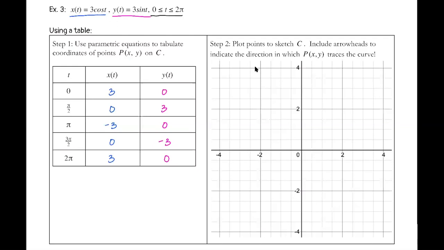So let's plot these points. I'm going to start at 3, 0. Okay, so that's my starting point. Now the next point I plot tells me which direction I'm going in. 0, 3. So I know my arrows are going to go in the counterclockwise direction. Okay. Then I go to -3, 0, 0, -3, and I get back to 3, 0. So what shape should I be getting here? Circle. I should be getting a circle, okay?